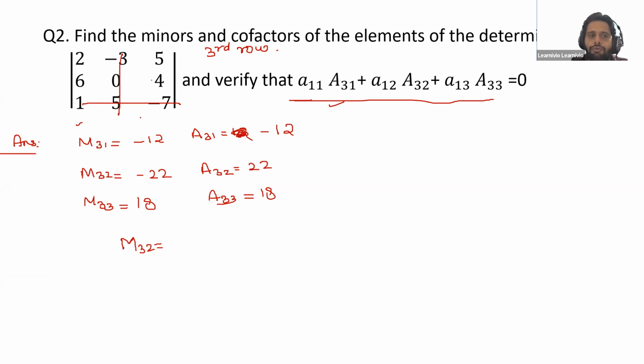Now multiply this. 4 into 2 is 8, minus 6 into 5 is 30. Okay, you get this one, 2654. So cross multiply, 4 into 2 is 8, minus 6 into 5 is 30. So you will get minus 22. Abdur, this is clear? Yes, sir.